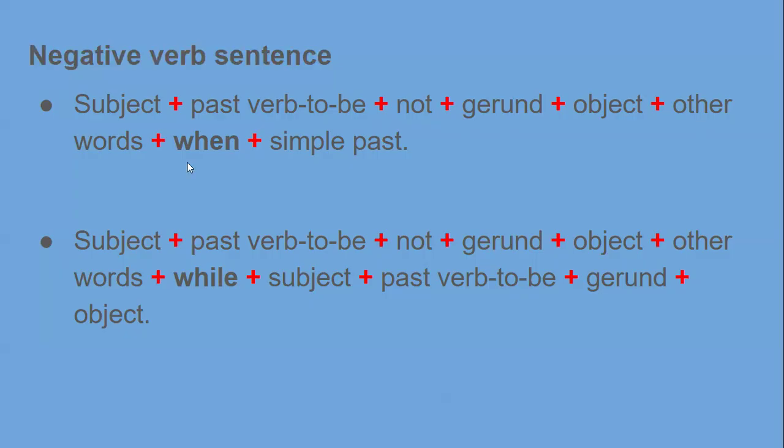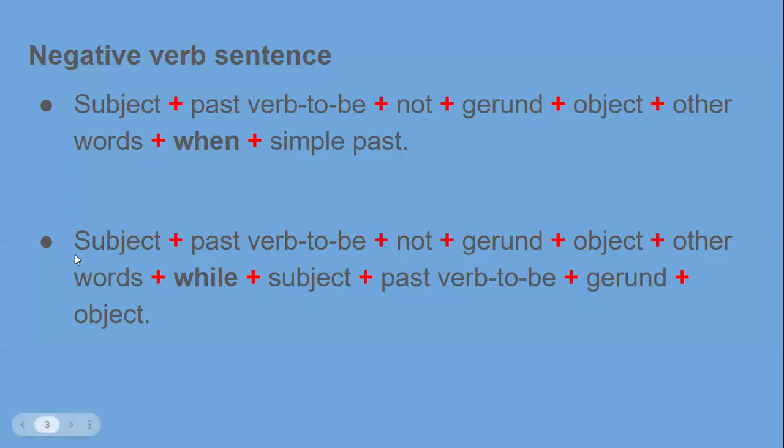And then, as we said in part 1, if the sentence indicates interruption, then we need to use when. Okay? Then after when, we use the simple past tense. So this sentence thus indicates that the sentence refers to an interruption in one action.